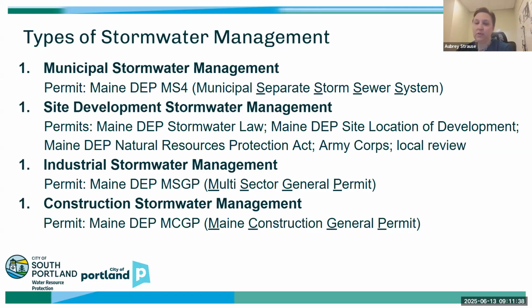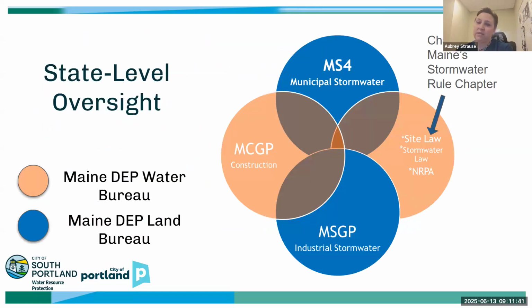So I want to just go through those 4 types of stormwater permits. And here's how those are managed at the state level. So the Maine DEP Water Bureau, they handle the construction general permit and site law, stormwater, and NRPA. Sorry, the Land Bureau manages those two. And then the Water Bureau manages the MS4 permit and the industrial stormwater permit. Something you'll hear us talk about. So something I just noticed here too is I have these logos reversed. Blue is Water Bureau because water is blue. Land is the orangish one. So apologies for that.